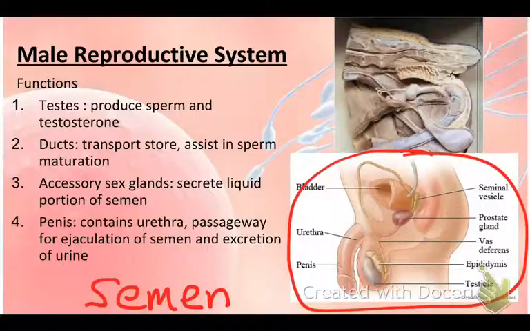So the semen is going to be the fluids that are created by all of your glands along with the actual sperm. And the sperm are actually a very small proportion, a small amount.